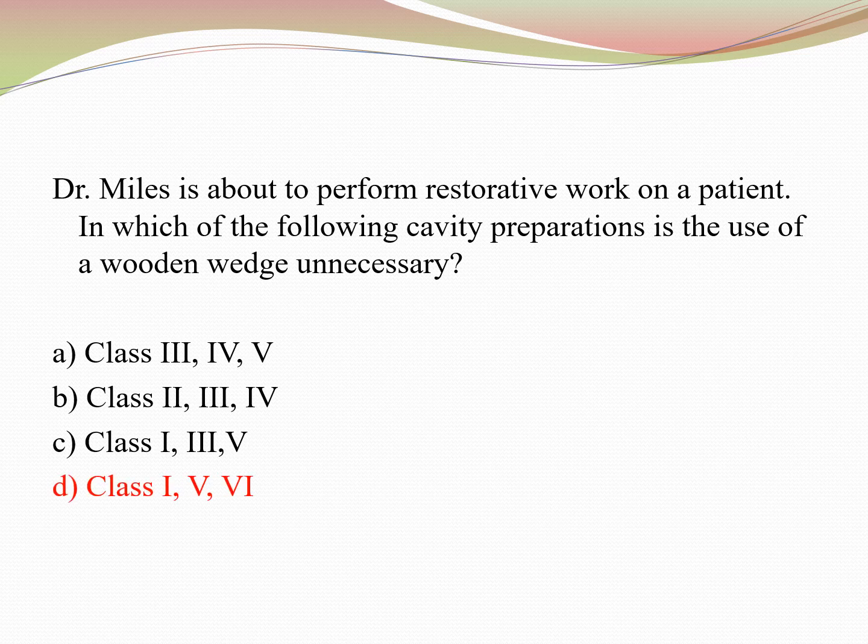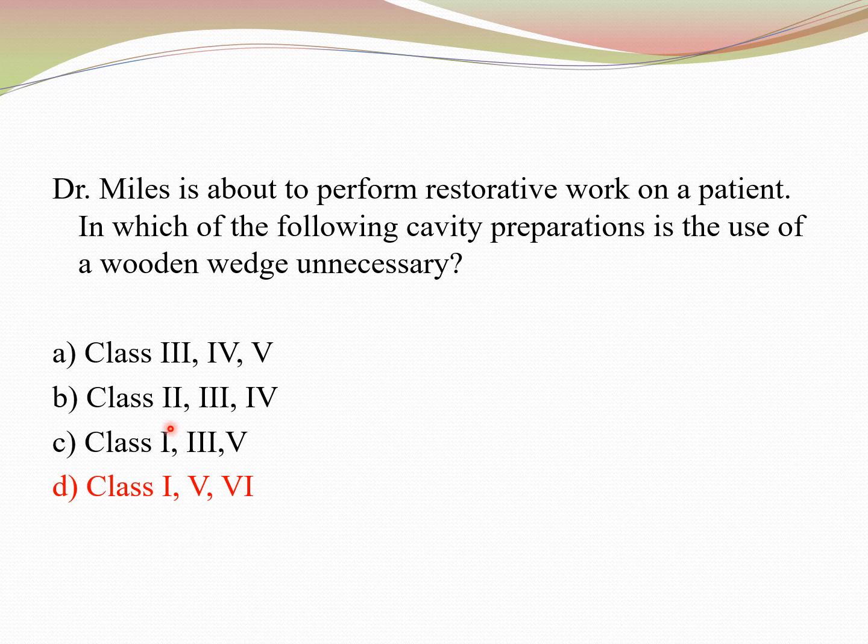This one is D, a class 1, class 5, or class 6. Remember, a class 1 is an occlusal. Class 5 is at the cervical line or that marginal area. That can be on an anterior tooth. It can be on a buccal surface, and it can also be found on a lingual surface. A class 6 is going to be a cusp tip.